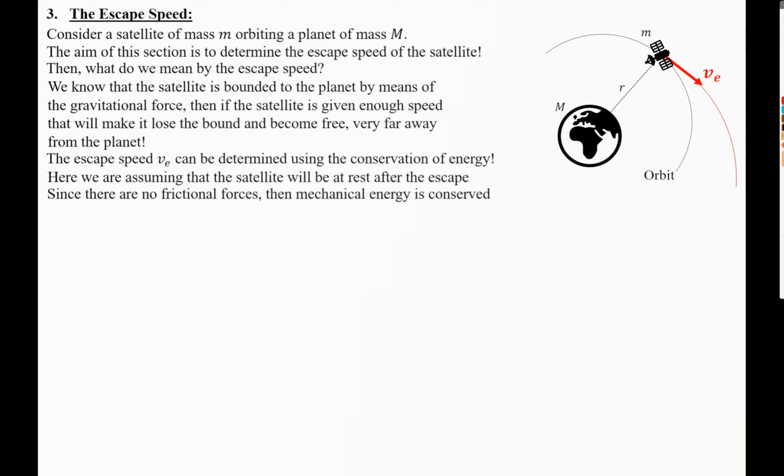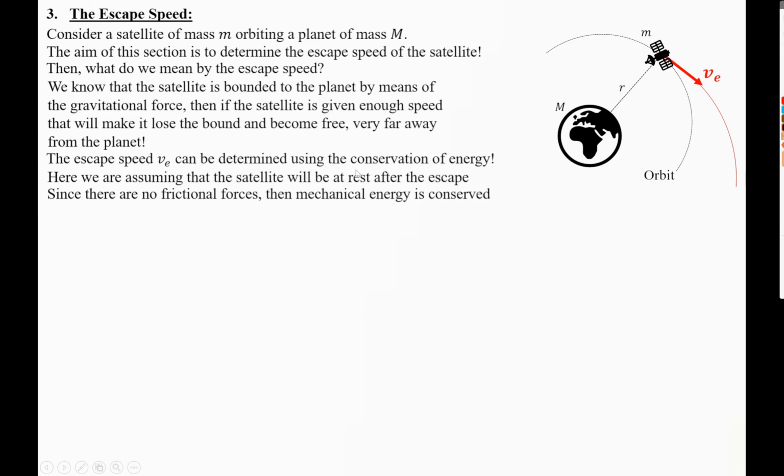Since there are no frictional forces, then the mechanical energy is conserved. So let me repeat and say, what is the escape speed? It is the speed that will be given to the satellite such that it will make it free from the bound to the Earth, and when it is free, its final speed would be 0. We can give it more than the escape speed, but here we're talking about the minimum amount of speed, which is the escape speed needed to be injected to the satellite in order to make it free from the bound.